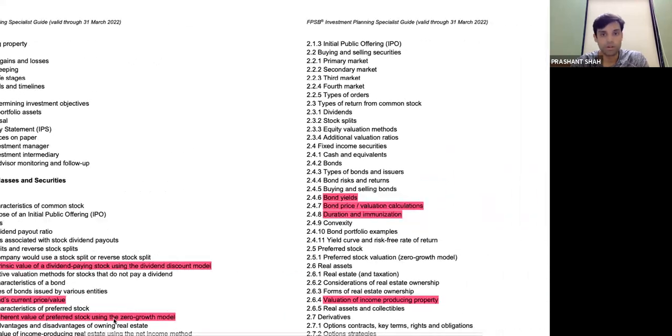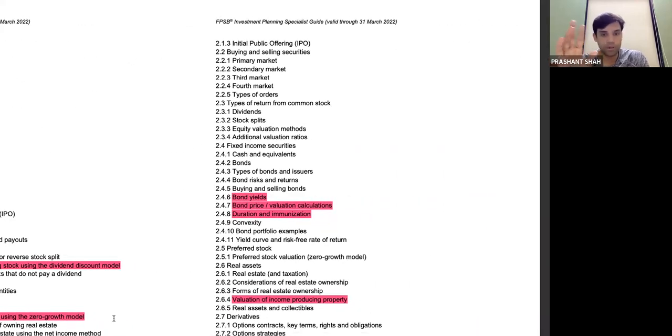Then moving further, we have bond valuation, as I said, then duration and immunization. Whatever they could identify has been put in the curriculum, they added everything. But as a student, we have to study only the important components. It's a 1,000-page syllabus, understand? So we cannot study everything.